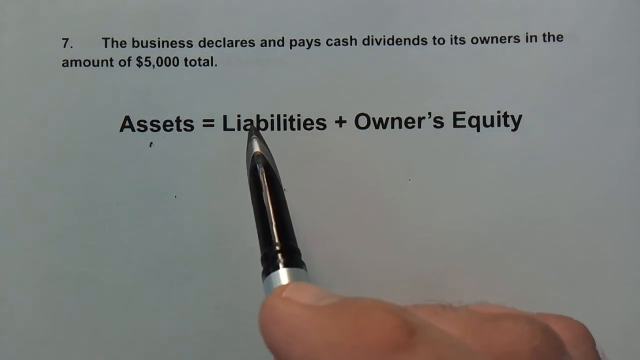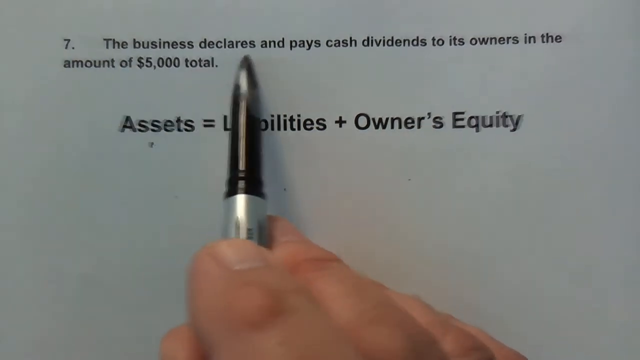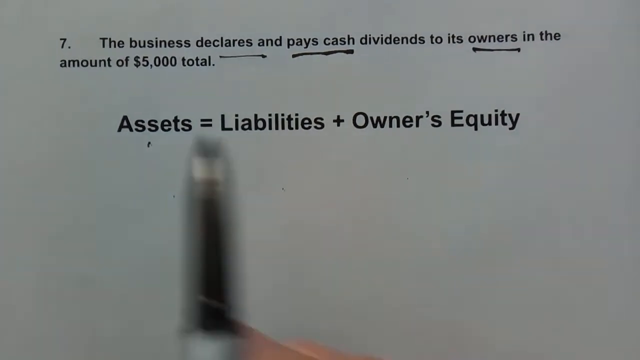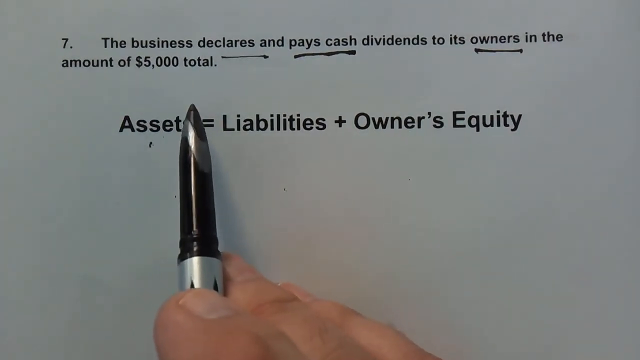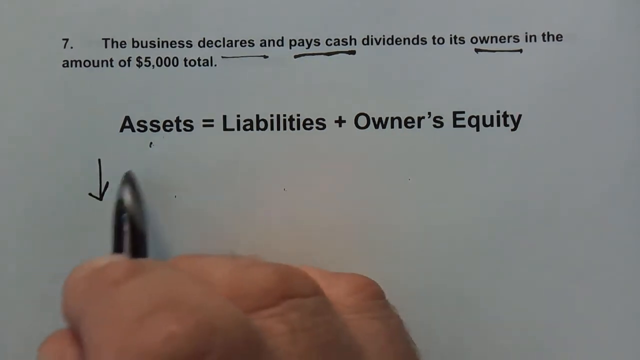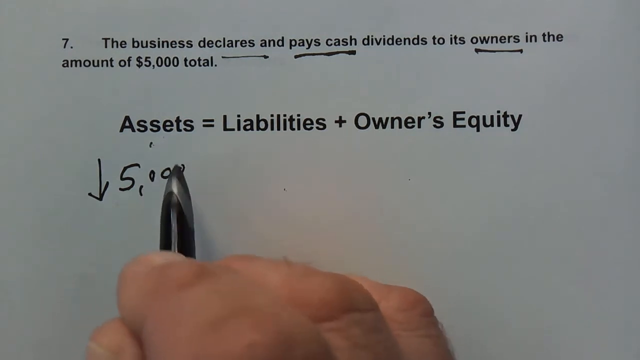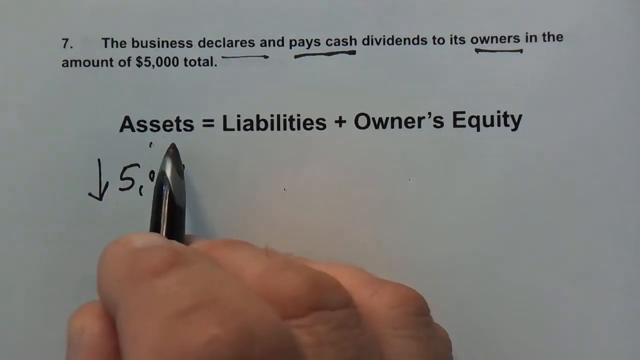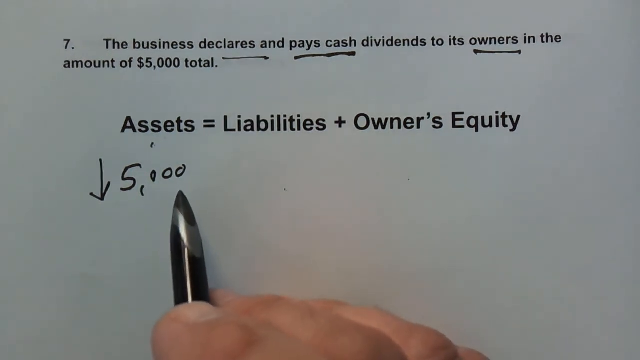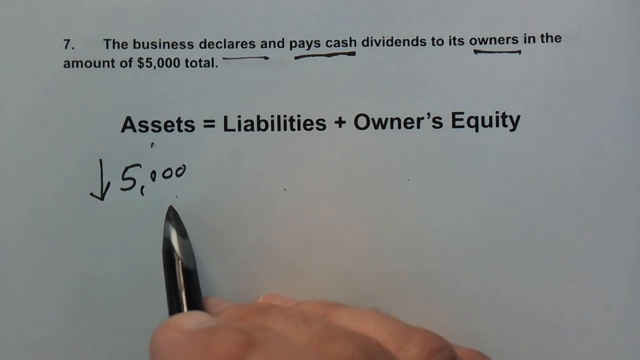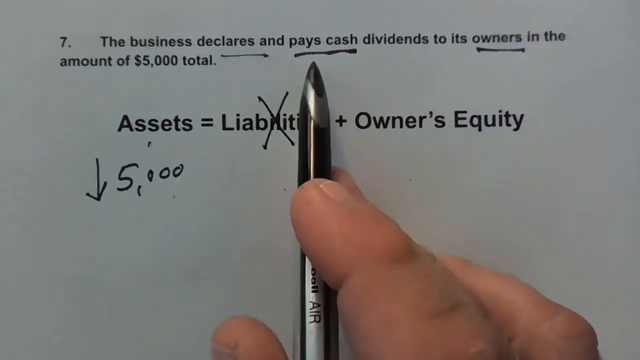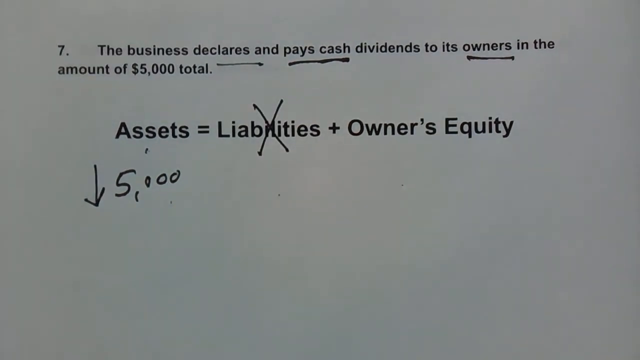So let's look at this one. The business declares and pays cash dividends to its owners in the amount of $5,000 total. So that means that the cash is going down by $5,000 because it's going from the company and it's not going to be in the company checking account anymore, but be paid to the owners. So that means the assets of the company go down by $500. There is nothing owed because in this example, they've already paid the cash dividends.